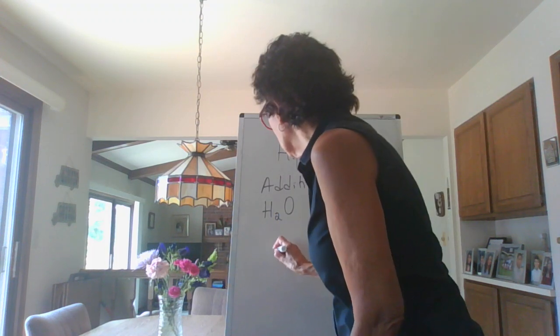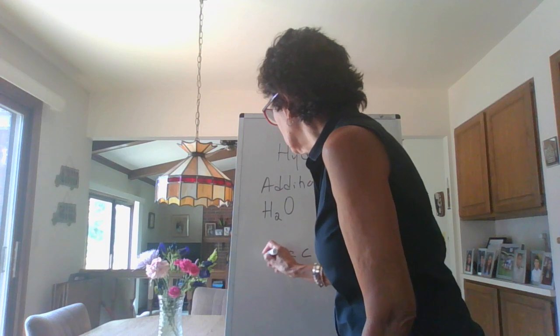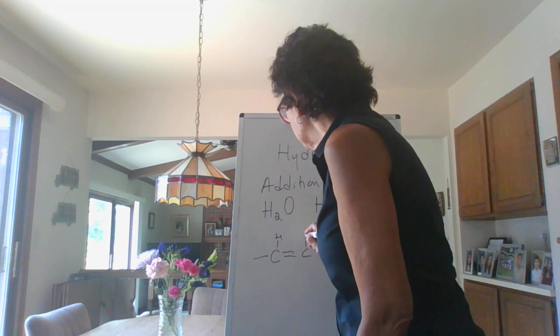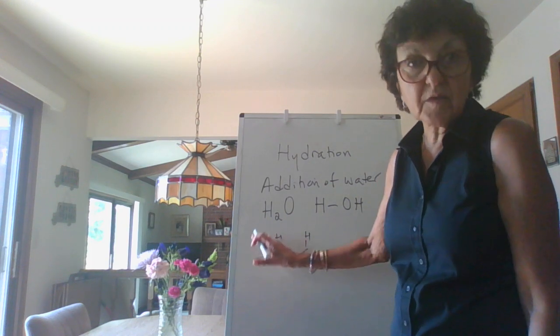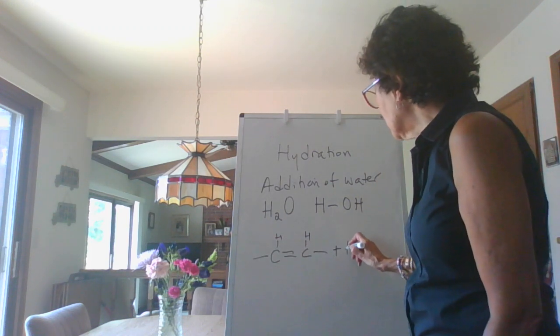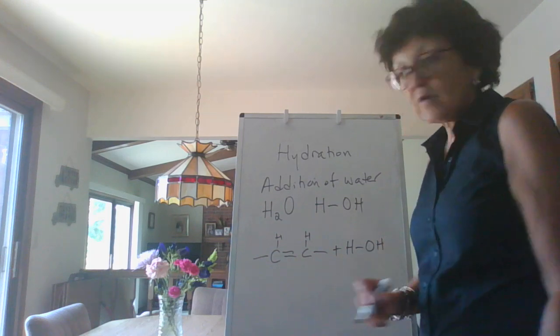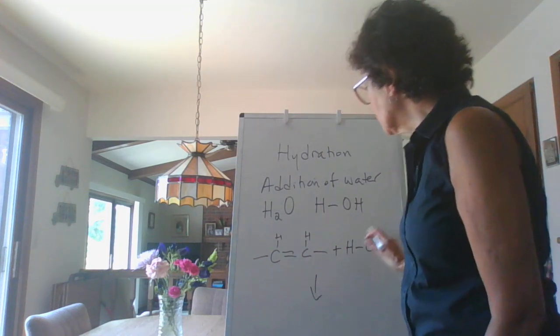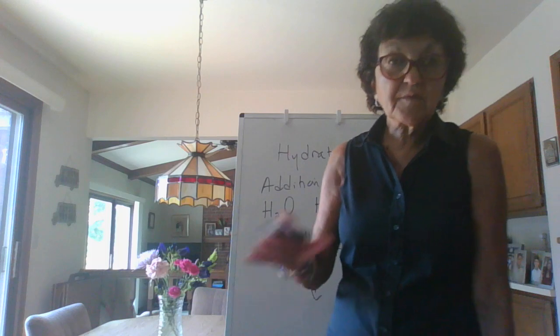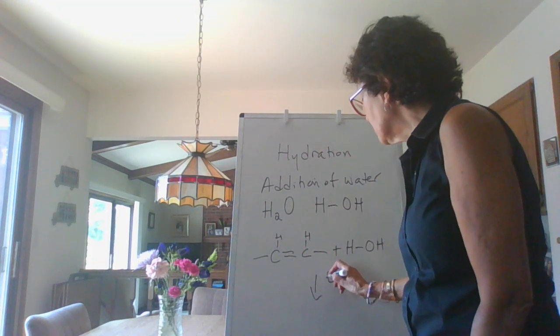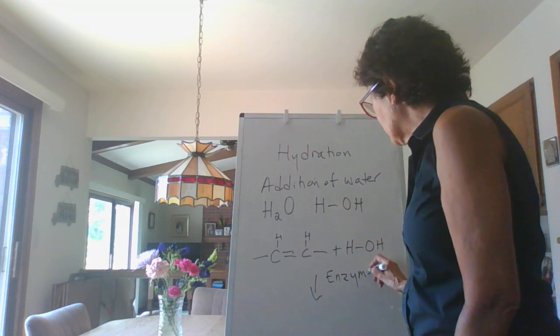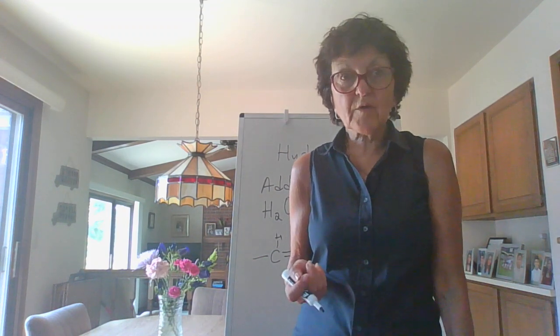But this is a hydration reaction where you have a double bond. So you have something that looks like this. I'll expand it so that you can see it really well. Doesn't matter what the rest of the molecule is, but you have an alkene, something with a double bond, and then you're adding HOH, okay? And this reaction will only work if there's some type of catalyst, okay? So the catalyst is usually an enzyme. Remember, a catalyst is something that will speed up a reaction.